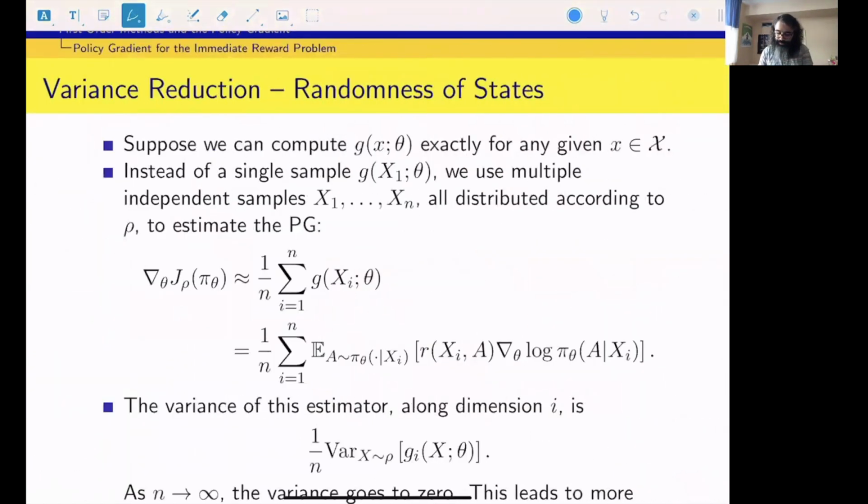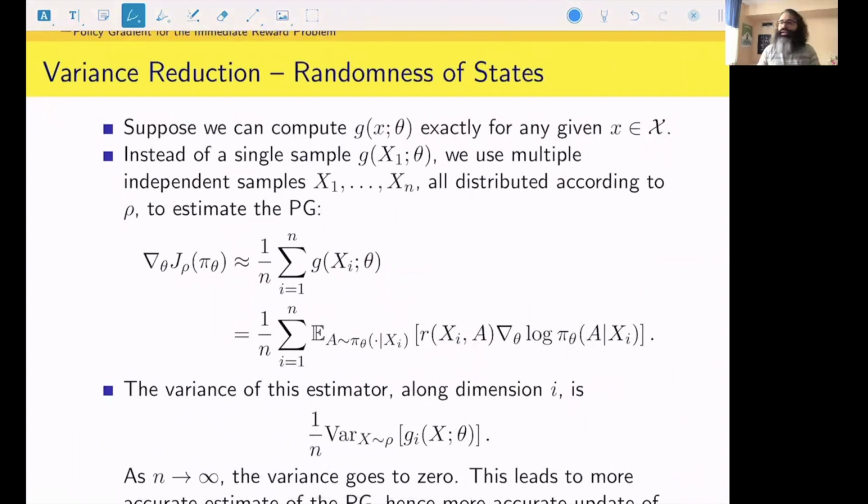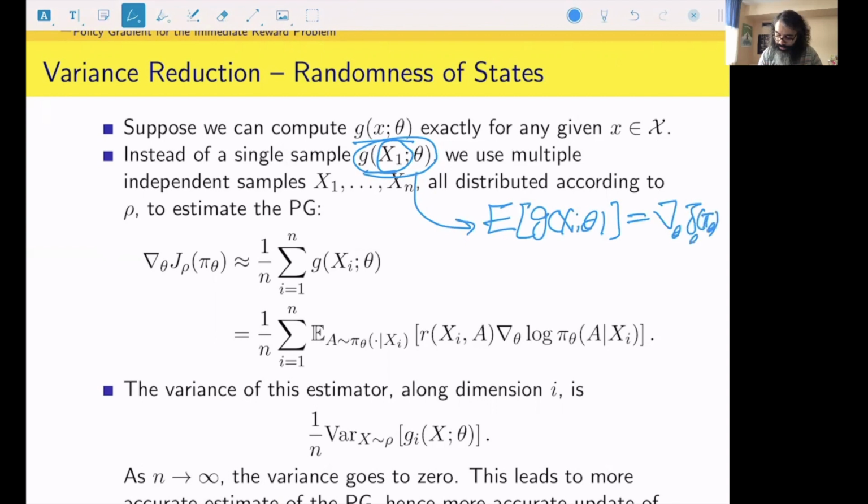So there are ways to reduce them. I talk first about randomness of states, and then about randomness of action. Assume that we can compute G of X and theta exactly for any given X. What I mentioned in the previous slides is that if I only have one sample X1, this single sample estimate causes some variance in the computation of the policy gradient, which is the expectation of that. Remember that we want to compute this, which would be our policy gradient, when X is coming from distribution rho.